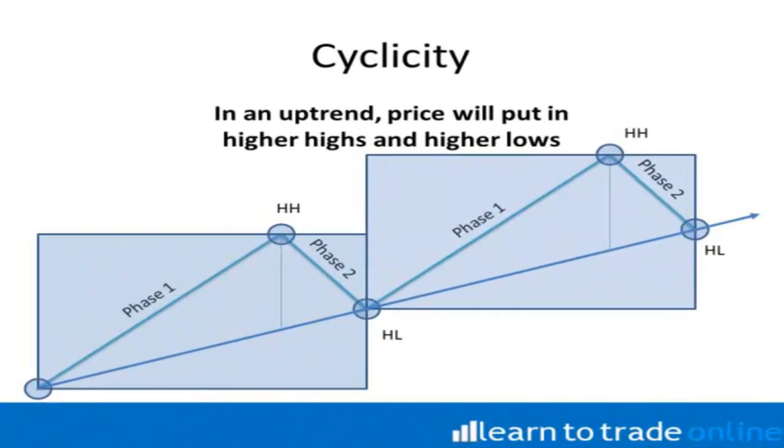And in an upward trend, price will put in higher highs and higher lows. That means that looking from the very bottom of the first circle, we can see that the lows are getting higher, and we can see that the highs are getting higher. So in an upward trend, we have higher highs and we have higher lows.